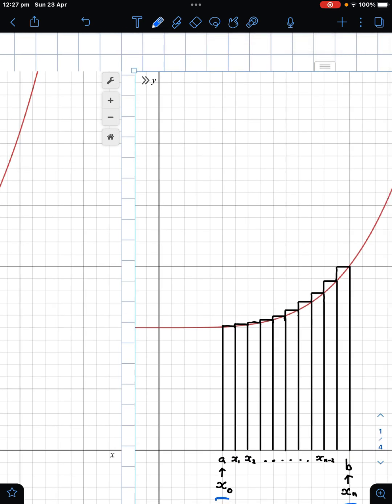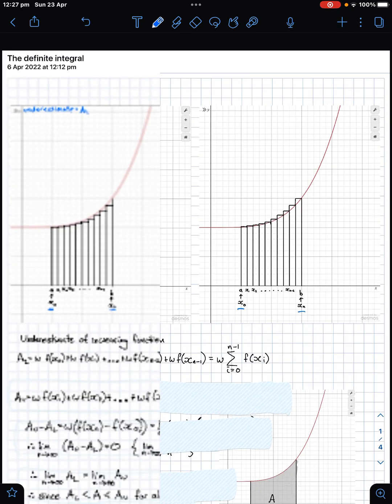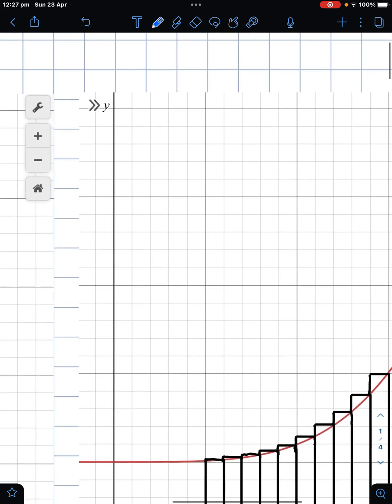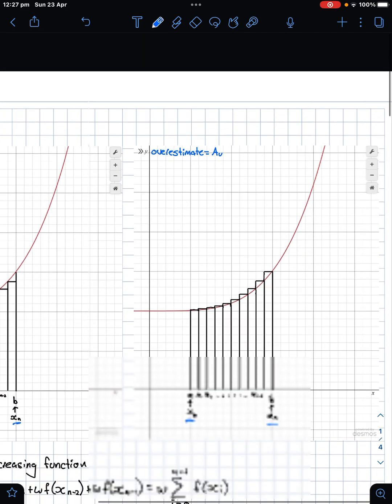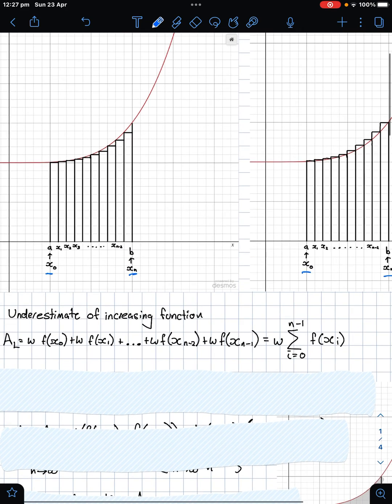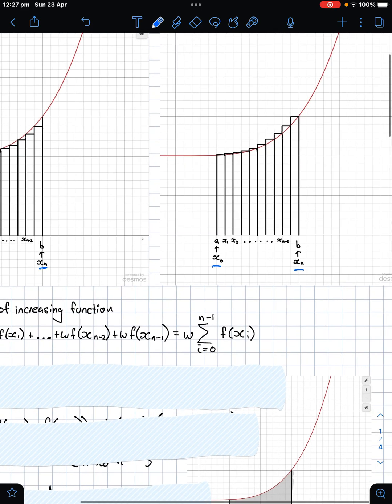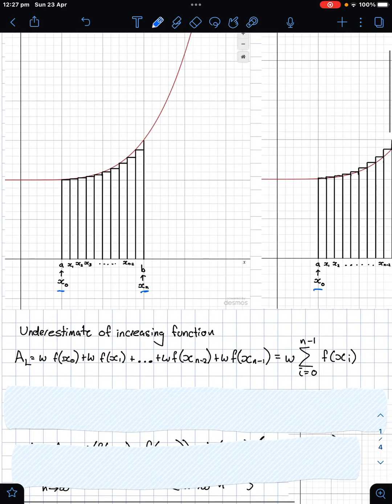This one here is our overestimate, which we're going to call area U, which is the area upper. So we're looking at lower or upper. Realistically, lower defines that the rectangles sit below the function. Upper defines them as they're going above.